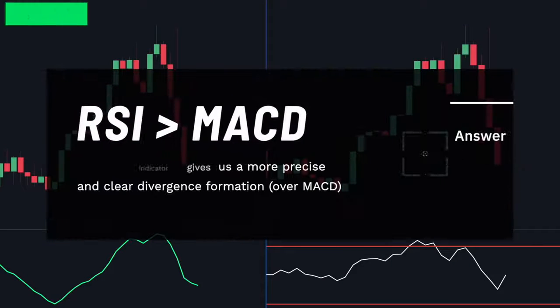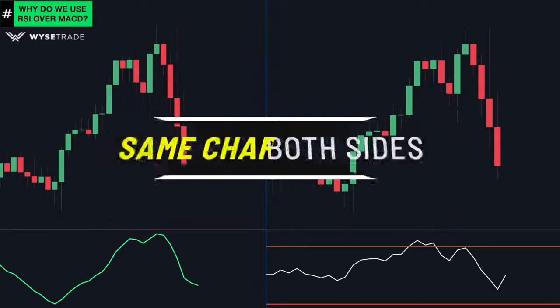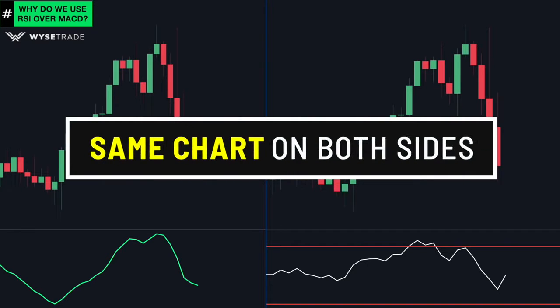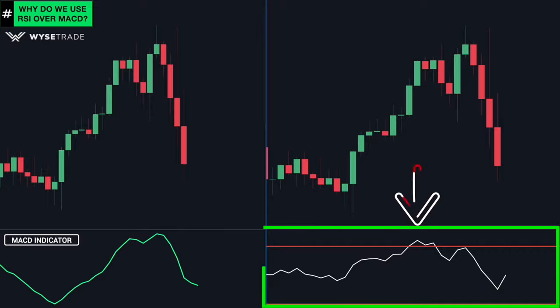Now, the reason is simple, and it's because the RSI indicator gives us a more precise and clear divergence formation, which results in higher quality trade entries. Here is the exact same chart on both sides. On the left and below is the MACD indicator applied.